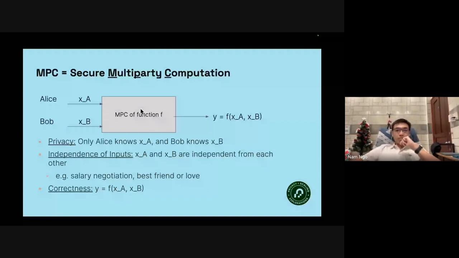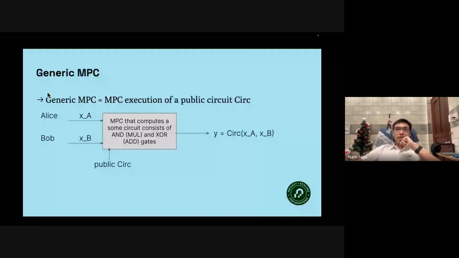With MPC, we are talking about generic MPC. So you can think of this box as a functionality, a function F that will check an additional input, that is this public circuit, right? And then what you want is to execute this public circuit on the inputs of Alice and Bob, XA and XB. Both XA and XB are private. When you apply this circuit on these two private inputs, you get the output Y. And what this MPC box has to be able to process is that you can break down the circuit into some gates, and what we care about is this AND gate and this XOR gate.